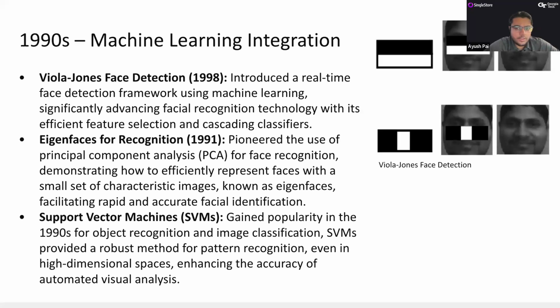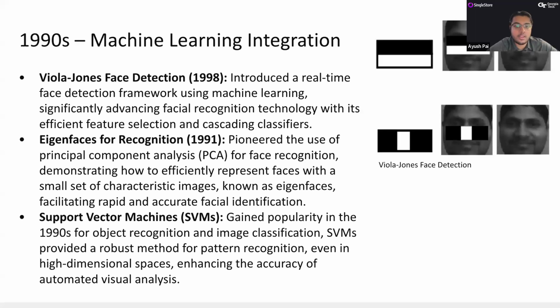Another significant milestone in this period was the introduction of eigenfaces for recognition in 1991. This method utilized PCA, which stands for principal component analysis, which condensed facial recognition into a manageable computation, doing a type of dimensionality reduction, and used a small representation of images known as eigenfaces.